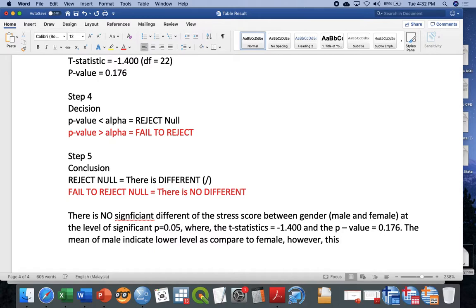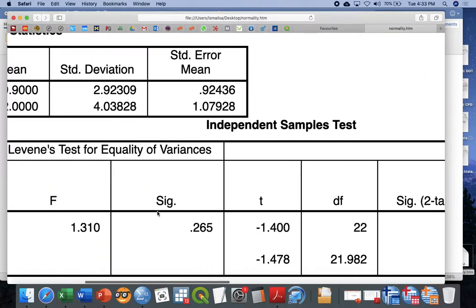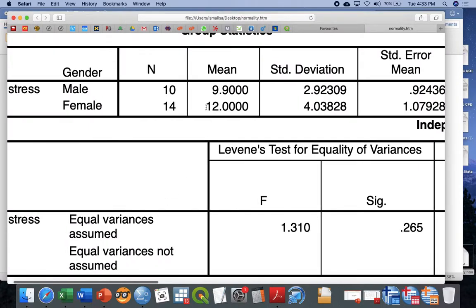However, the statistical significance shows no difference. That means, as I said to you before, you can see the female indicates a stress level of 12 point something, but the male is 9 point something. So perhaps you might want to say that, see, Mr. Aizat, the females have a much higher level of stress as compared to the males.